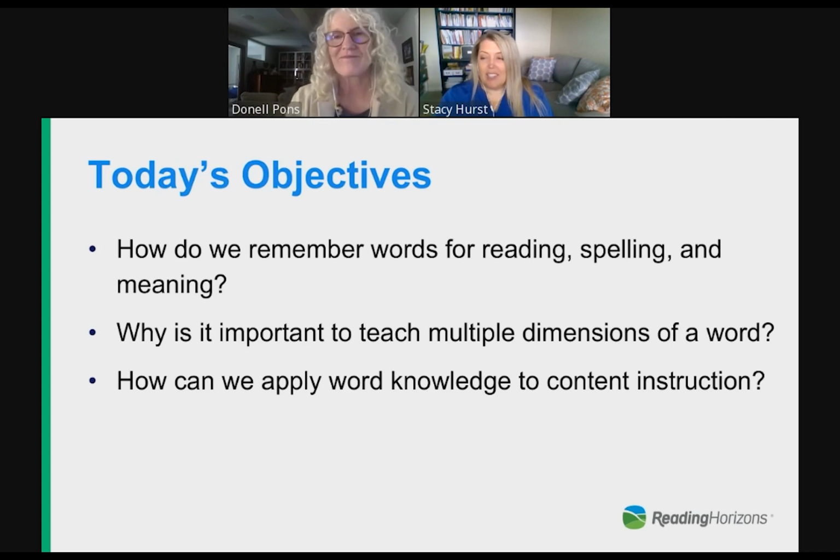Absolutely. I am really excited. And like Donell, we've seen these things in action. I'm a former 1st grade teacher, literacy coach, and my focus has been K-12. But I like to say now I've gone upstream.